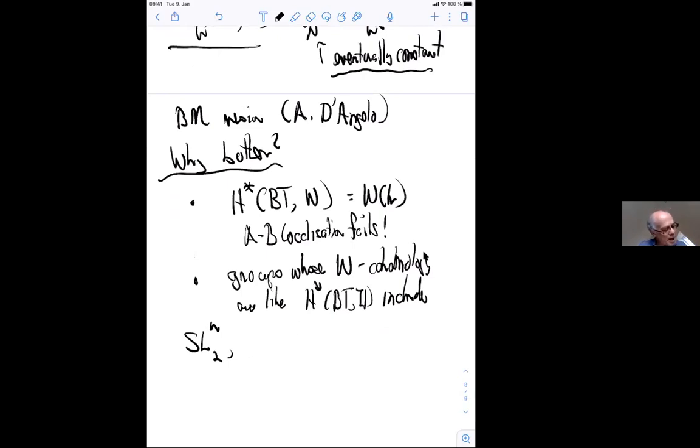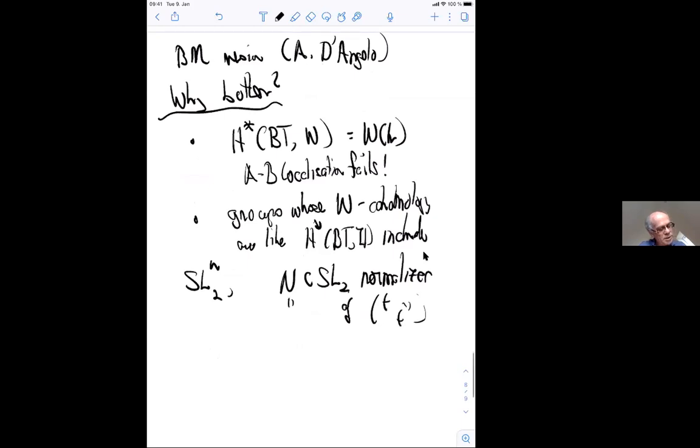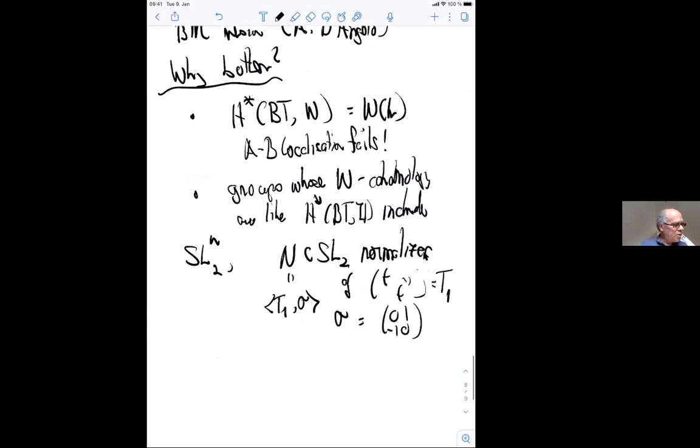The other thing to look at is you take N inside of SL2. This is the normalizer of the usual torus. If I call this T1, this is the subgroup generated by T1 and an extra element sigma, which is just the usual reflection element.